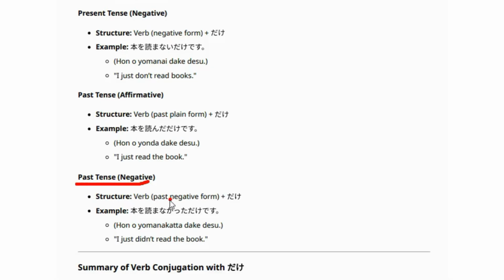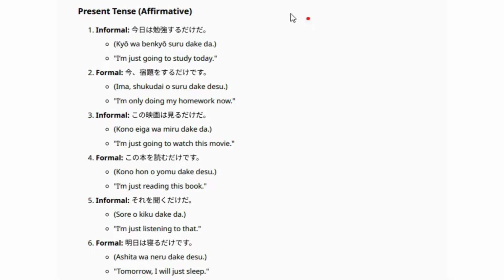And the past negative is past negative verb plus dake. For example, hon o yomanakatta dake desu, which means I just didn't read that book. Now let's see some more examples with verbs.